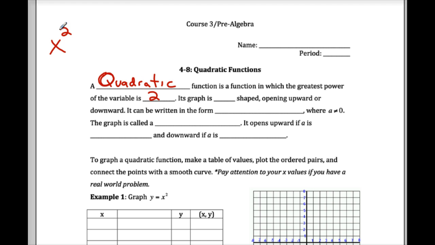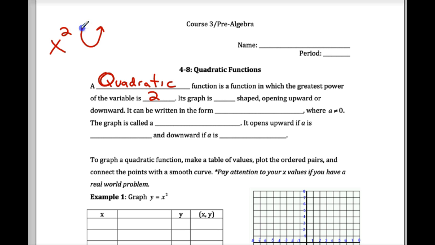Okay? What did we call it when we graphed something that was x squared? We call it a parabola. Parabola. Everybody say parabola. Parabola. And it's a U. Okay?